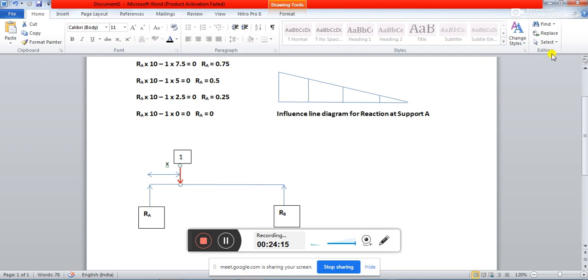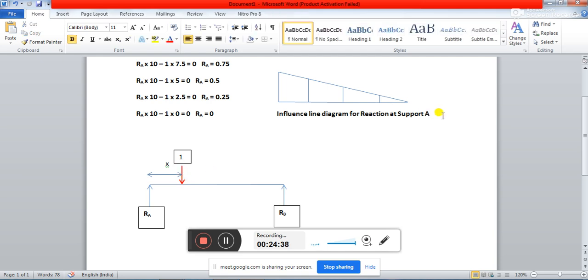If it is 2.5 meter, I will get the influence value as this. When the value is 5 meter, my value of x will increase. So basically what we are saying, x is a variable along the axis of the beam. At an x distance we are placing it, and x is a variable.